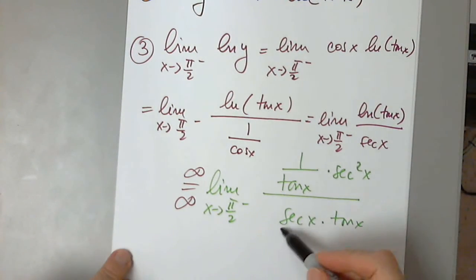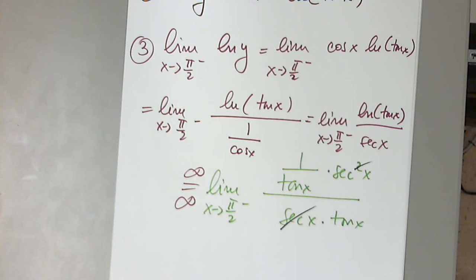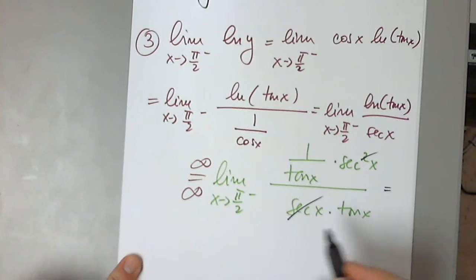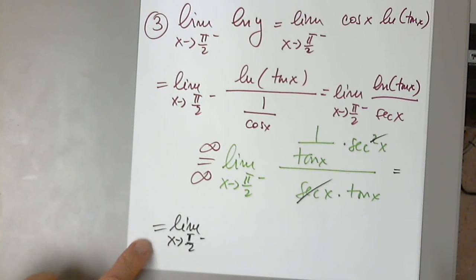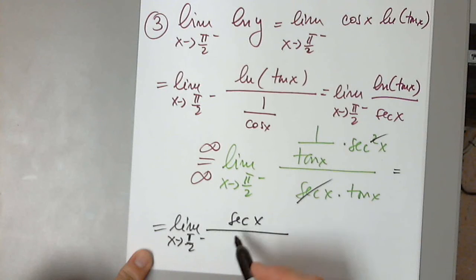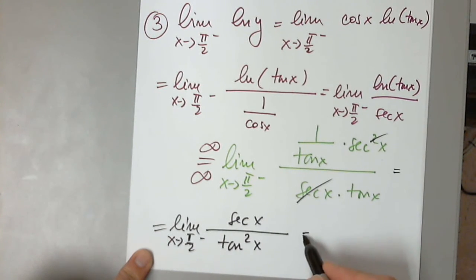Okay, I can already get rid of one of them. A secant from the top with a secant from the denominator, they go away. So now let's see what is left. I have secant at the top. I reverse the tangent because it's tangent over 1. I have to multiply by 1 over tangent. So I have secant x over tangent squared. So this is limit as x approaches pi over 2 from the left of secant x over tangent squared x.